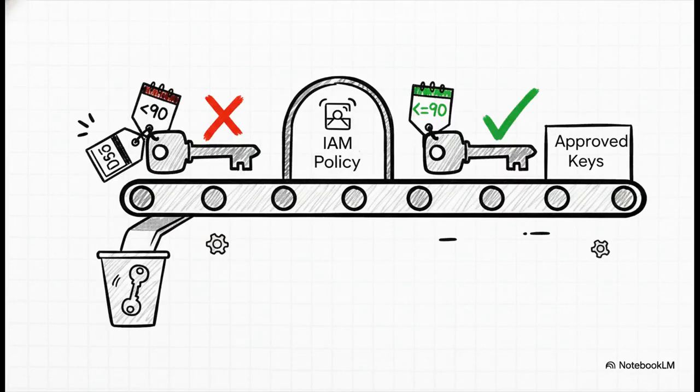Or maybe you want to be a little more flexible. You can allow long-term keys, but only for a limited time. This policy does exactly that. It lets someone create a key, but only on the condition that its expiration is set to 90 days or less. This stops developers from creating these forever keys that just add to your long-term risk.